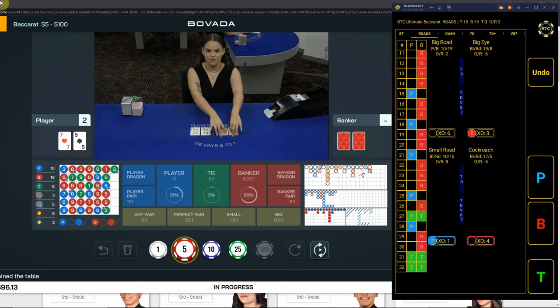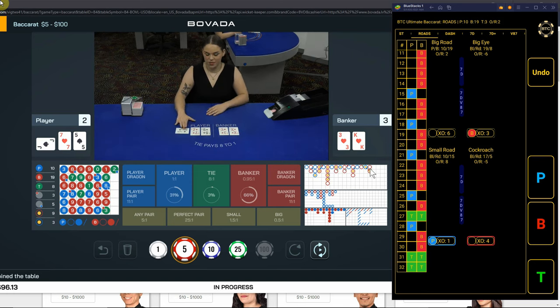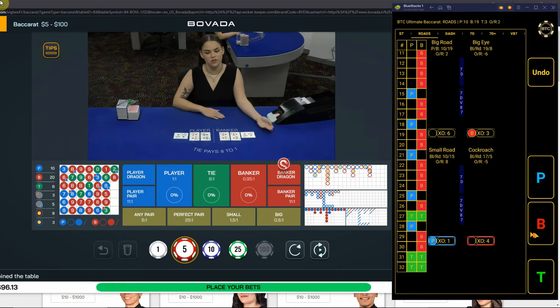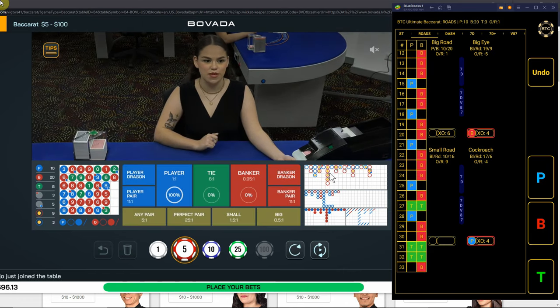And then we had two repeat events. And we have another opposite event here. So since I don't know exactly what this is doing here, I'm just going to wait. So banker went to three.